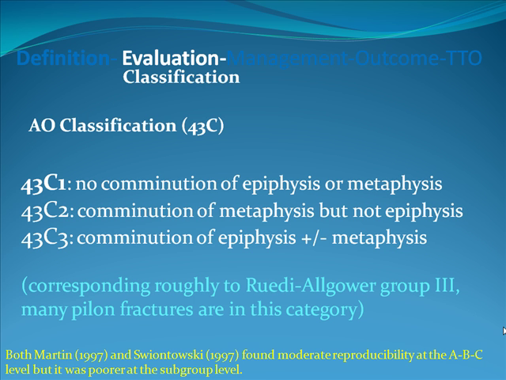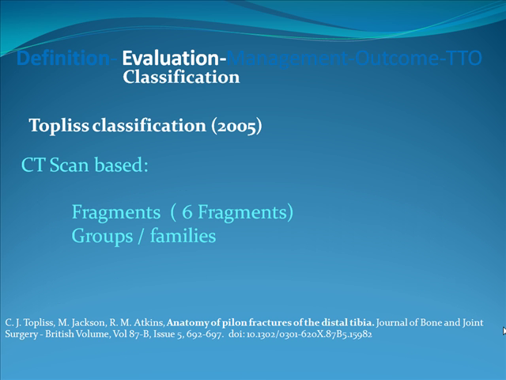Both Martin 1997 and Swiontkowski 1997 found a moderate reproducibility at the AO group level, but once it goes to subgroups, it becomes not accurately reproducible. Topliss classification 2005 was published by Topliss with Professor Roger Atkins about the anatomy of pilon fracture of the distal tibia. That was published in the JBJS 2005.